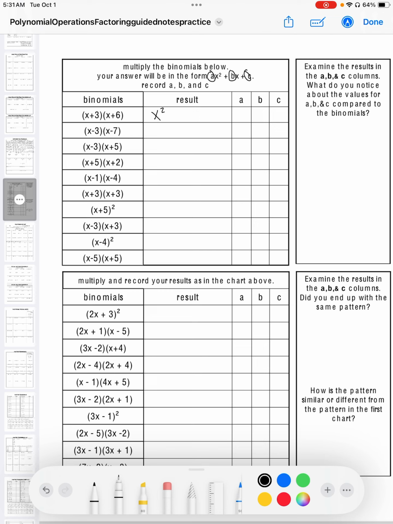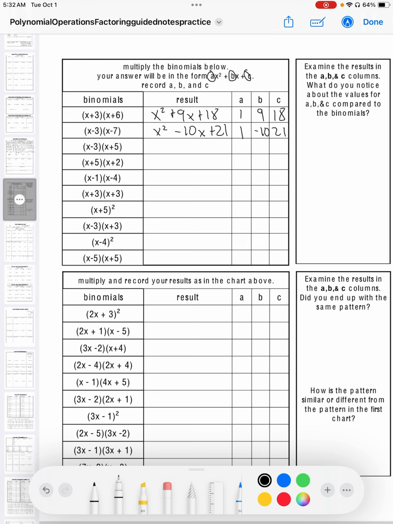when you multiply, you would get x squared plus 9x plus 18, which would make a, the number in front of the first term, be 1. B, the number in front of the second term, would be 9. And then C is the last term, which would be 18. For the second one, we have x squared minus 10x plus 21, which would make A be 1, B would be negative 10, and C would be 21.